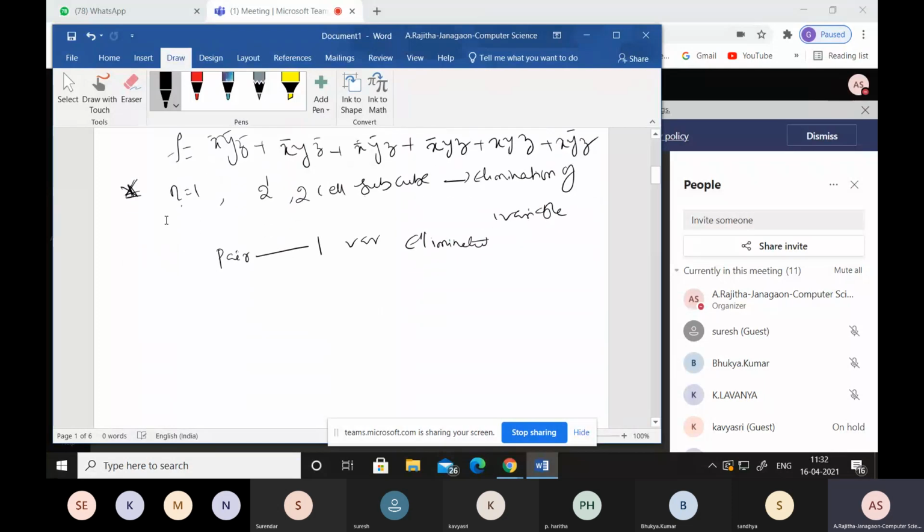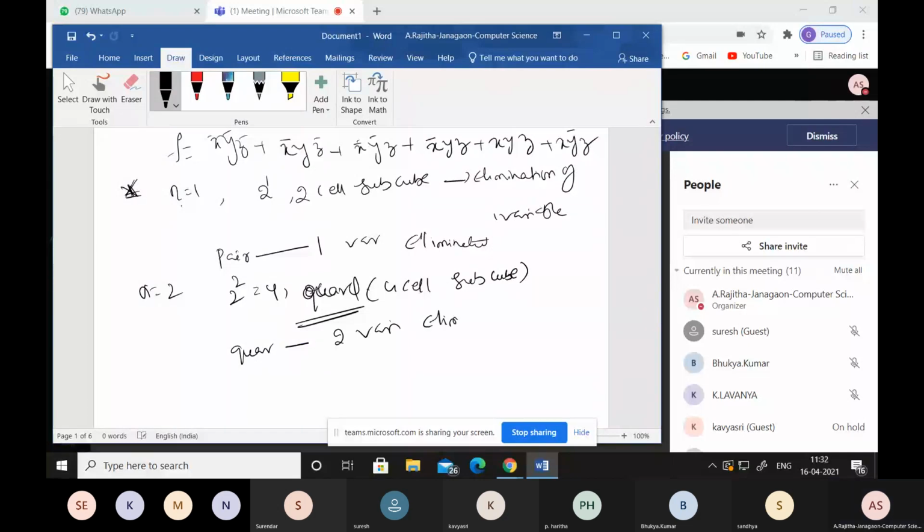Suppose coming to n equal to 2, what? 2 to the power of 2 means 4, means quad. Suppose there are 4 cells, there is a quad. So quad means 4-cell subcube. From a quad, how many variables are eliminated? 2 variables are eliminated. So from a quad, 2 variables are eliminated.